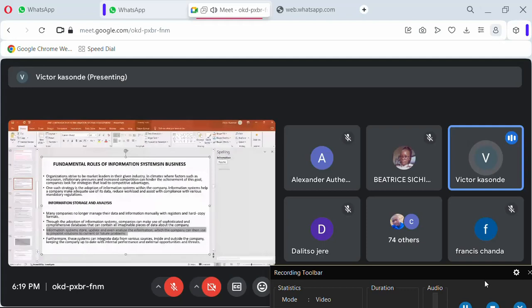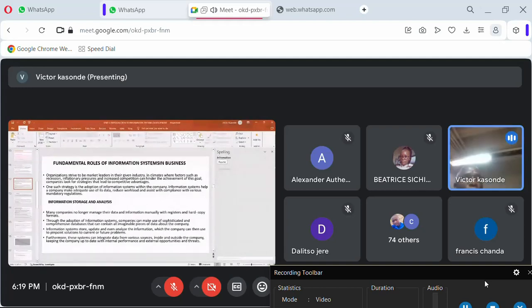Furthermore, this system can integrate data from various sources inside and outside the company, keeping the company up to date with the internal performance and external opportunities and threats. So some systems you can integrate with various companies, whereby, for example, we have integrated ZRA with the CBU, where we can just pay whatever we want to pay using our system.